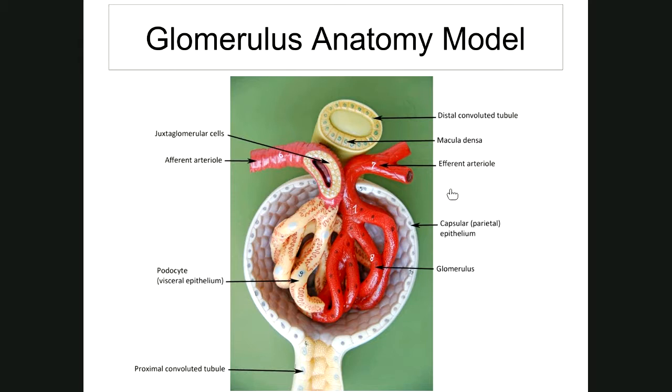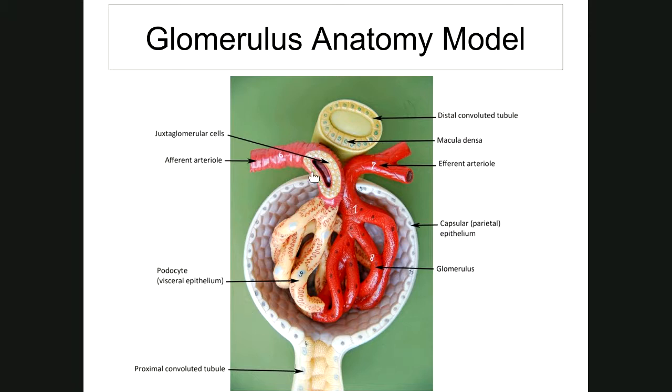Another blank is the glomerular capsule, G-L-O-M-E-R-U-L-A-R. Second word is already written in, capsule. See, it says capsular epithelium here. This is the glomerular capsule. Now look at what it is. It says also called Bowman's capsule.